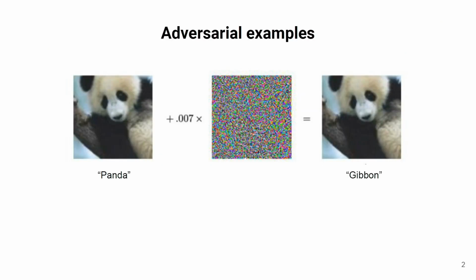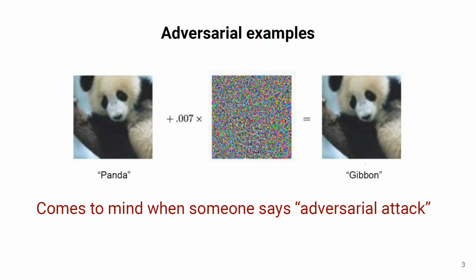So let's start with this image, and I guess this image is the first which comes to your mind when someone says adversarial attack. You have an image recognition system, it takes a panda image as its input, and then you apply a small noise, and the classifier decision changes.